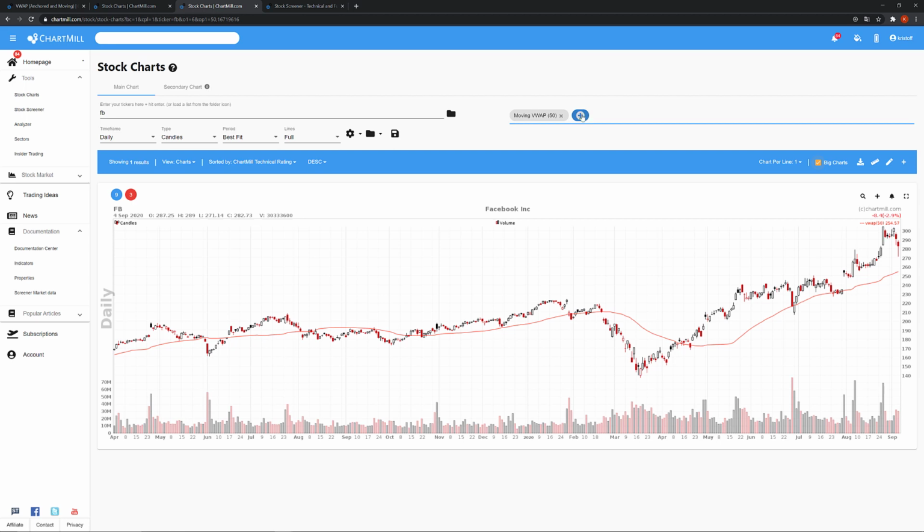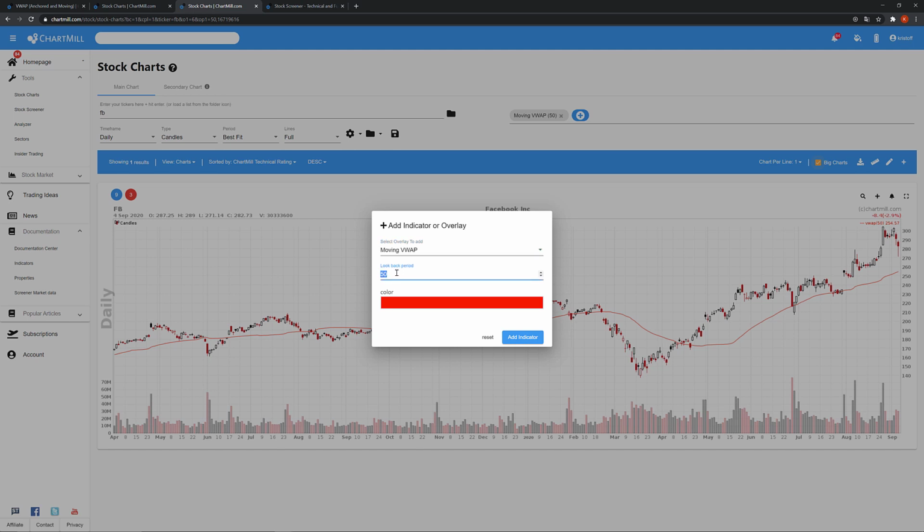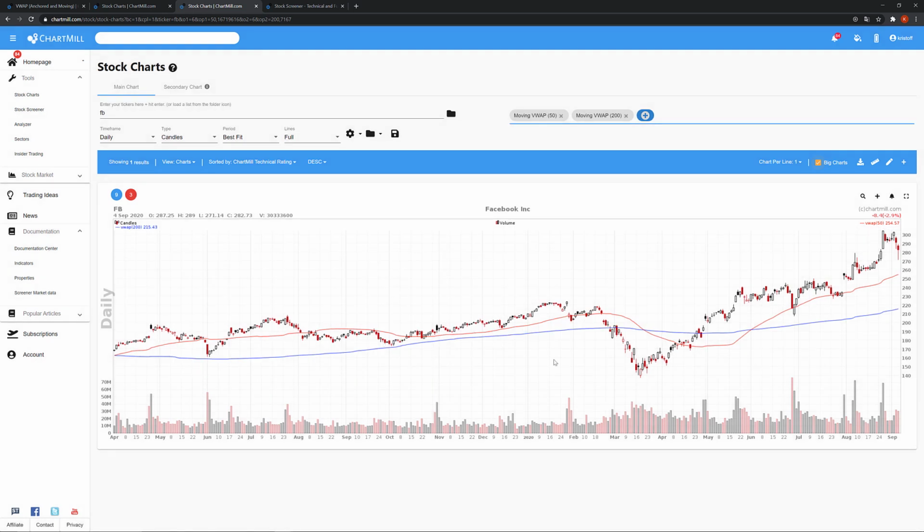The moving VWAP is useful to determine the trend of the underlying asset. A 200-day moving VWAP can be used to define the long-term trend of the stock. If the price is above this VWAP channel, the trend is bullish. If the price is below, it is bearish.